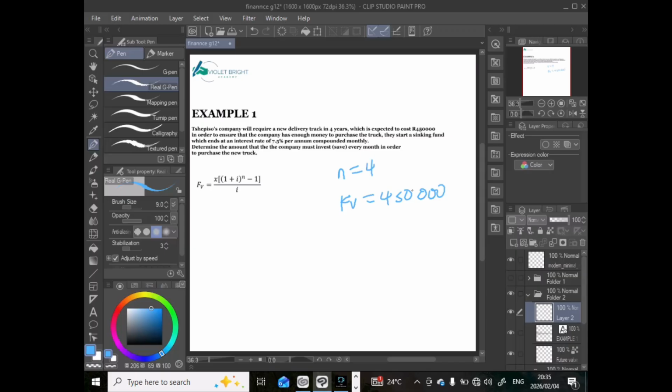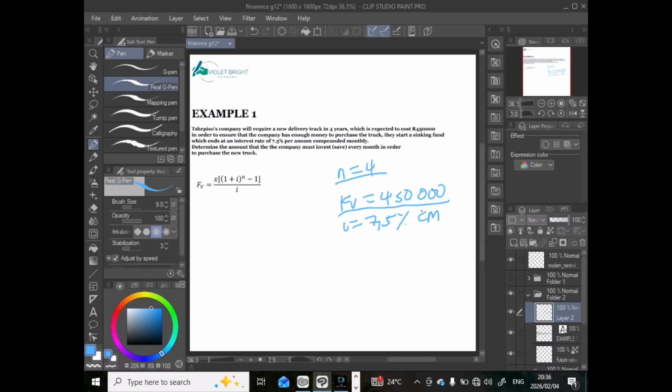So now, hence I said earlier on that in 4 years time we will need a new car. So we start investing now. So at the end of 4 years we are planning to reach, we are hoping to reach 450,000 rands to buy the new truck. Then now, suppose Standard Bank gives us 7.5% compounded monthly. So it's the interest rate that was given to us.